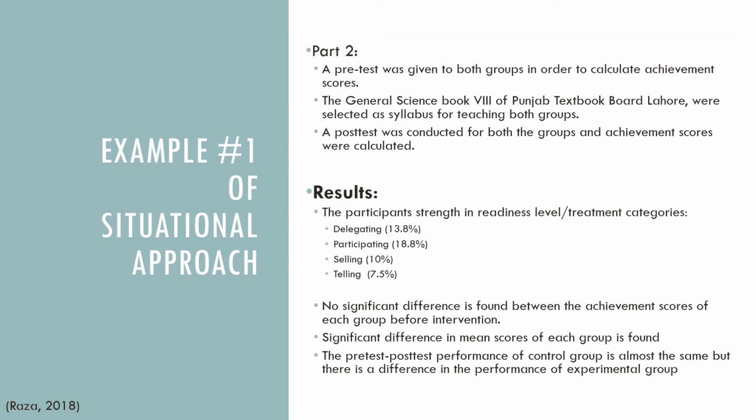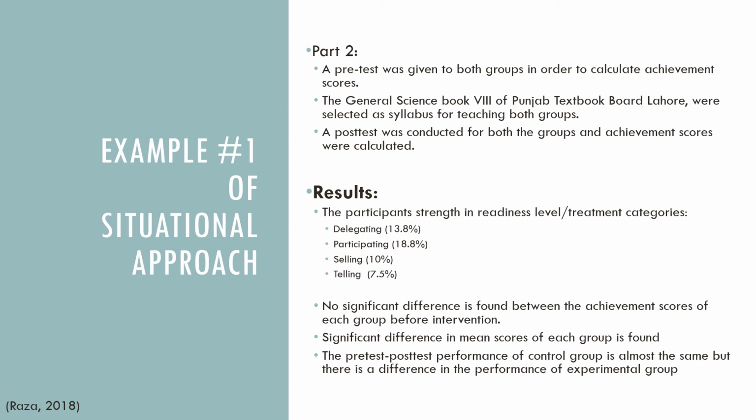So in the second part of the study, a pretest was given to both the experimental and control groups in order to calculate achievement scores. Chapters 5, 6, and 7 of General Science Book 8, which was a textbook, were selected for the syllabus for the teaching protocols for the experimental group. And at the end, a post-test was conducted for both the groups and achievement scores were calculated.